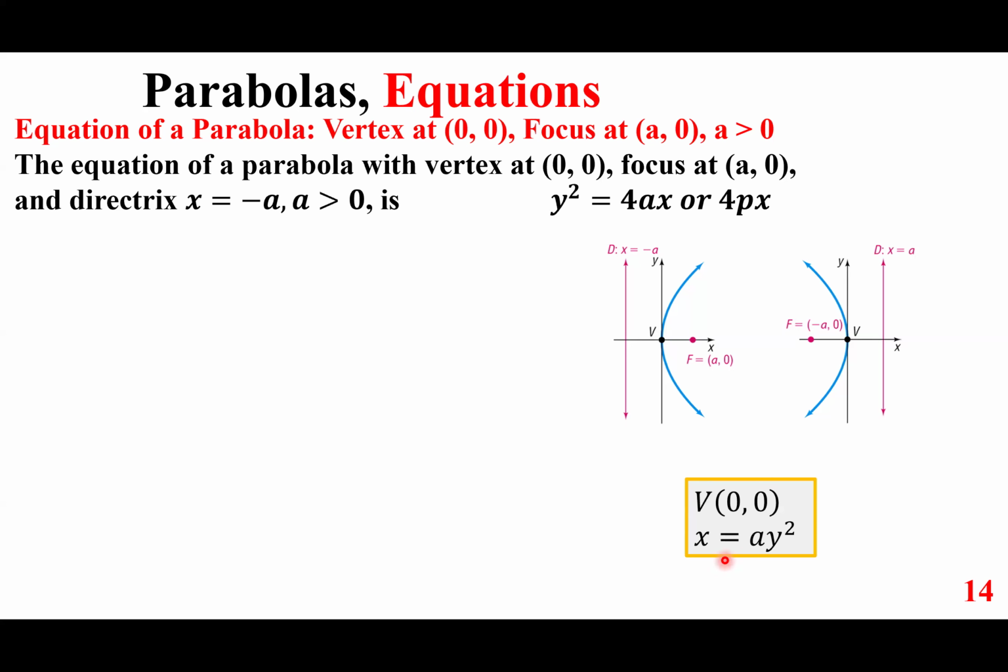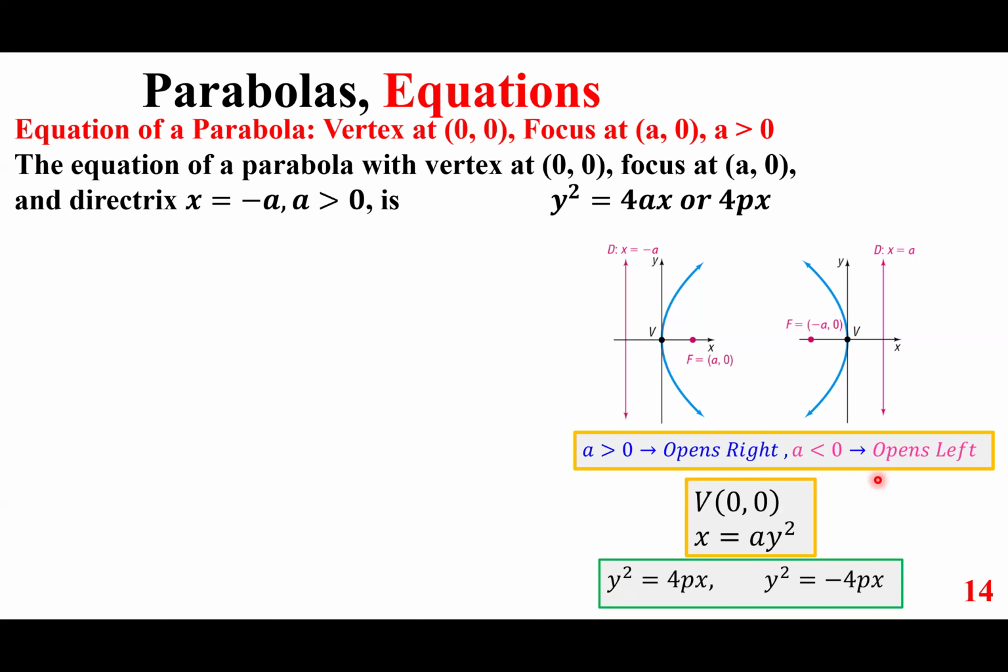So the vertex is at (0, 0), x is a y squared. A is positive, opens to the right, negative opens to the left, just as before. So we're going to write y squared equals 4px, y squared equals minus 4px, depending whether it opens to the right or to the left. Now, the relationship between a and p is that a is 1 over 4p, or you can say p is 1 over 4a. It works out the same way.